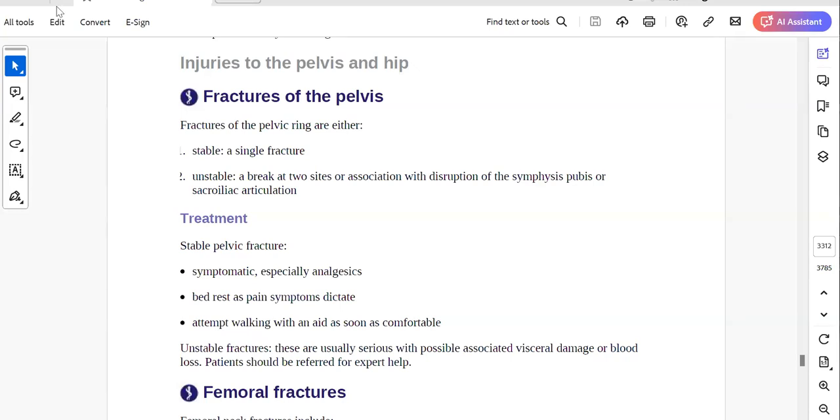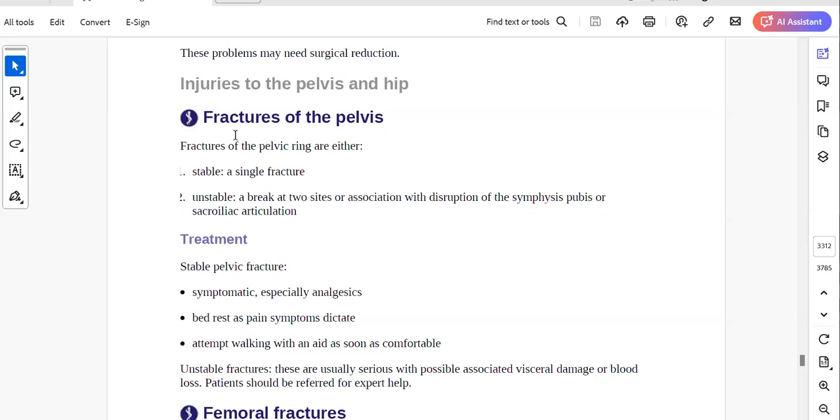All right, everyone. Seems like everything is good now, so we can continue. Let's start with lower limb fracture. First of all, injury to the pelvis and hip.